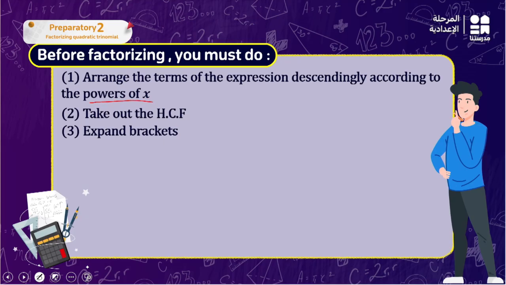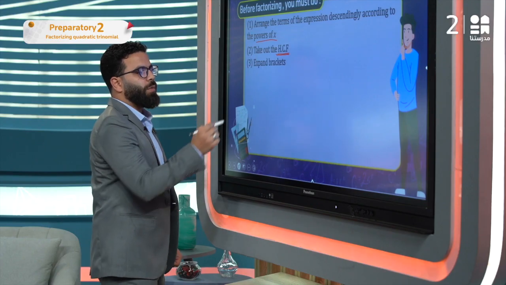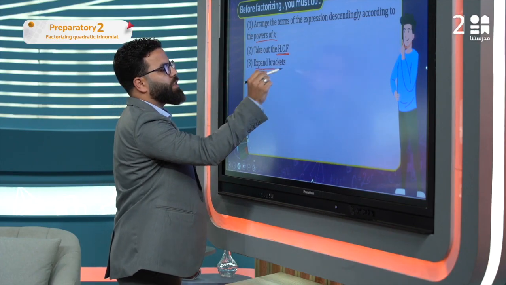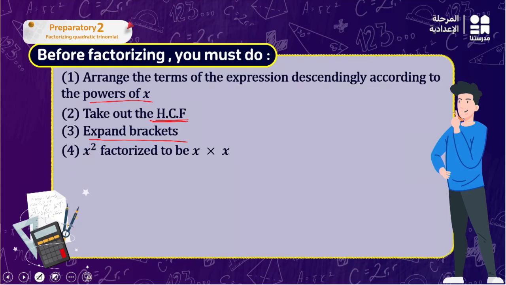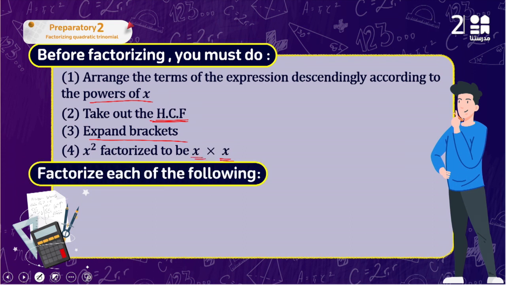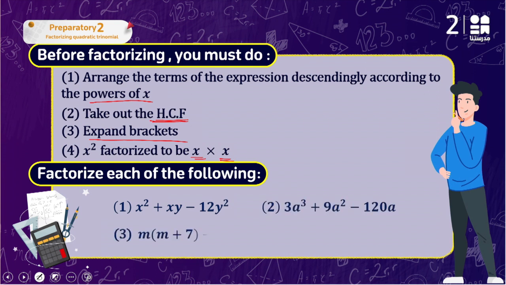Next step, take out the highest common factor if it exists. If I have a highest common factor, I check and take the highest common factor out. And if we have brackets we have to expand them. Then we will factorize and start working. Let's see how we factorize these four expressions.